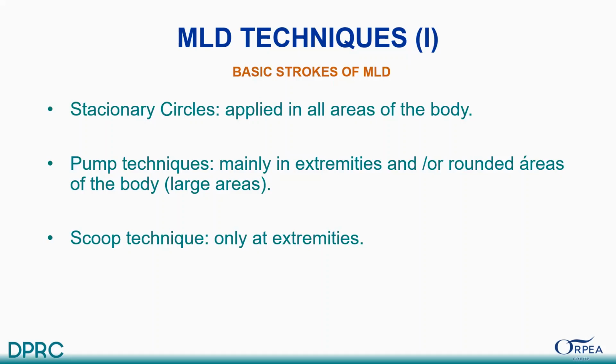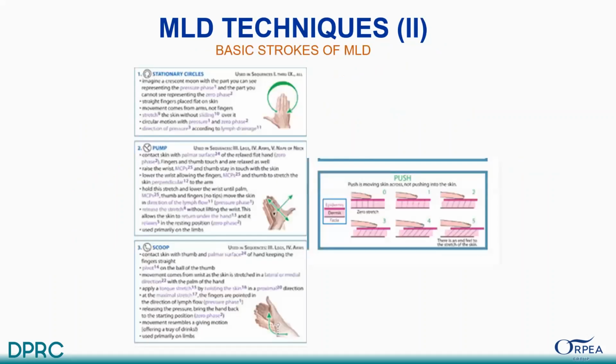The manual lymphatic drainage techniques have some basic strokes. There are 3 of them: stationary circles, applied in all areas of the body; pump techniques, mainly in extremities or rounded areas of the body; and scoop technique, only on the extremities. In this picture, there is a longer explanation about the basic strokes of MLD. However, if I cannot show you, it's very difficult to understand. So if someone wants to know more about the manual lymphatic drainage strokes and wants a live demonstration, please feel free to contact me anytime.